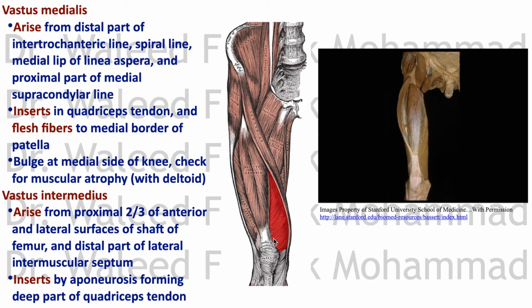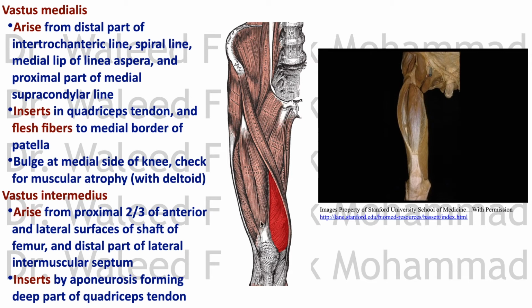by fleshy fibers, please pay attention to this, by fleshy fibers to the medial side of patella. Now, why is that important? It inserts by fleshy fibers in the medial part of patella to have a direct pull on the patella medially to prevent its displacement laterally, because as we learned before, the femur does not go straight down. No, it goes with an angle, about 7 degrees from the midline. So the pull of the muscles attached to the femur will be directed upwards and lateral.